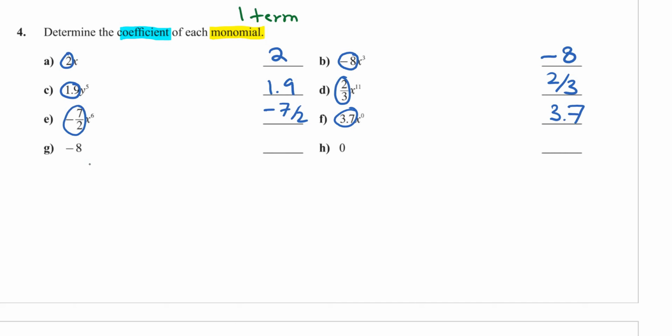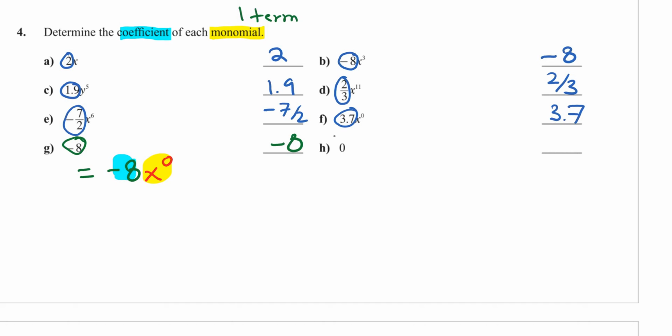For letter G, if you want to rewrite this with a variable, you can write that as -8 x to the power 0. And remember, x to the power 0 is just 1. So if I do -8 times 1, it's still -8. But yeah, you can see here that the number in front of the variable is just -8. So this will be -8.